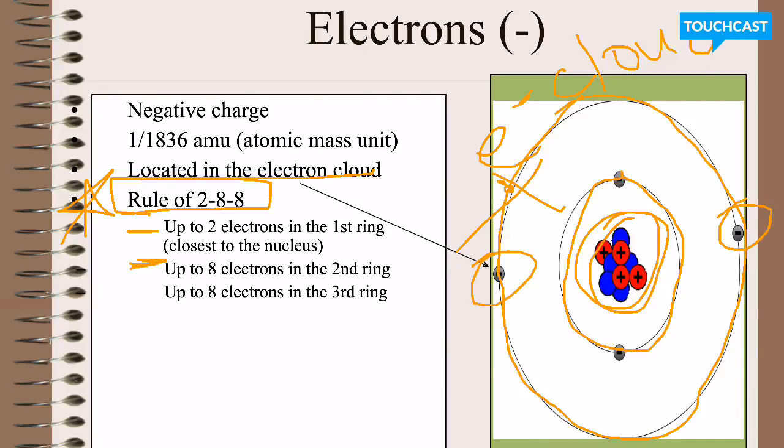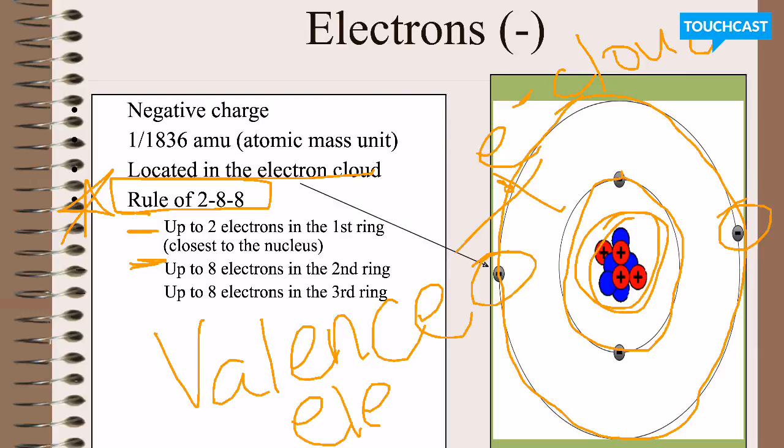And I'll also give you a little cheat sheet. The last 2, those are called our valence electrons, okay? Valence electrons.